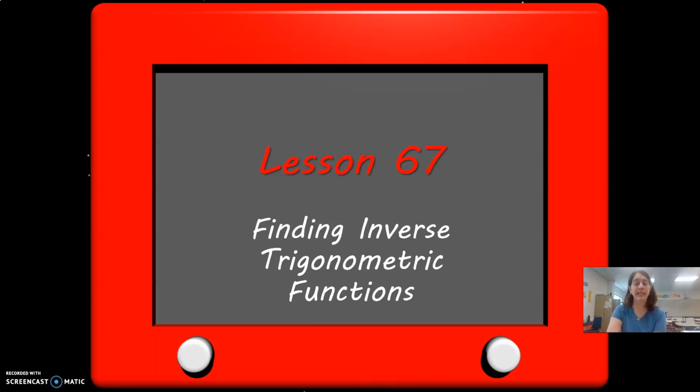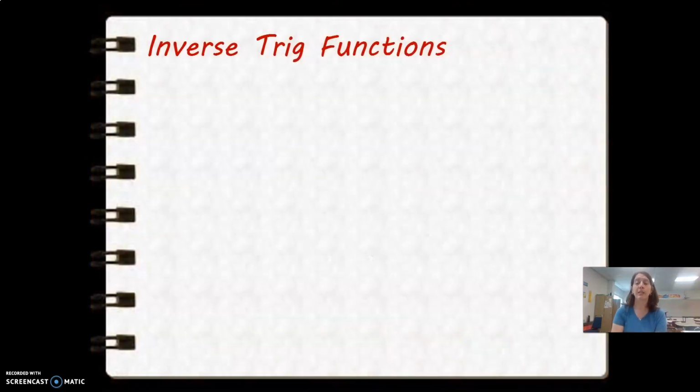Welcome back to lesson 67, where we're going to continue today talking about our inverse trig functions. Yesterday in our lesson, we talked about how we had to give all of our answers with that extra piece of plus 360n if we were giving the answer in degrees, or plus 2 pi n if we were giving the answer in radians.